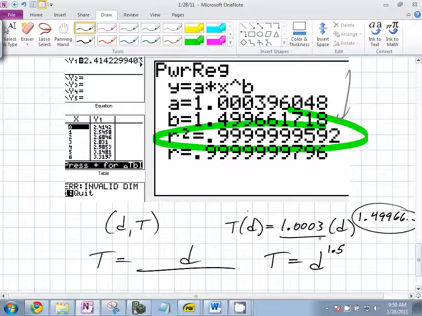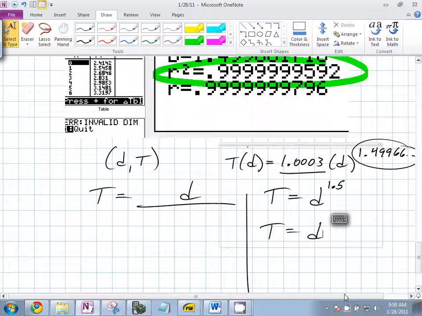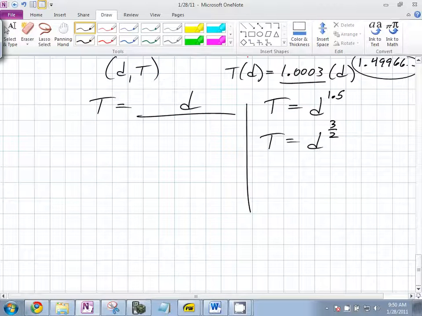Well, here's the thing. I don't really like 1.5 power. How do I get rid of 1.5 power if I want to make it a whole power? Well, t equals d to the 3 over 2. If I wanted to make that a whole number, what do I multiply by? What's the easiest thing to multiply by? Yes, or let's square both sides.